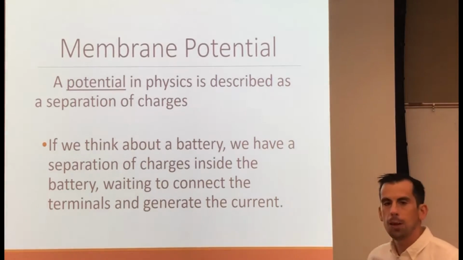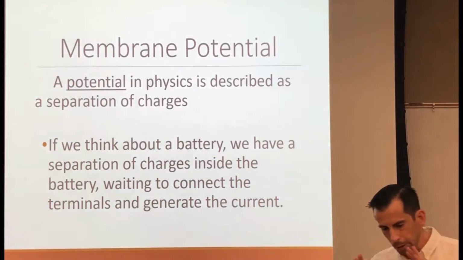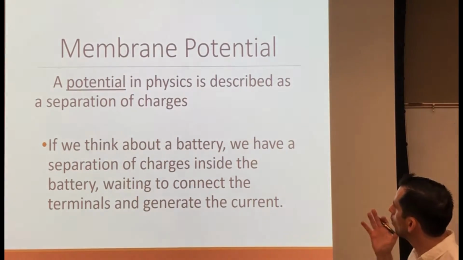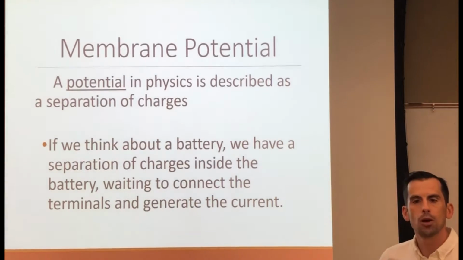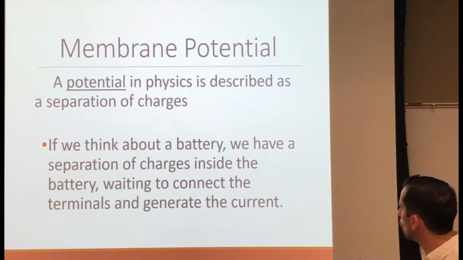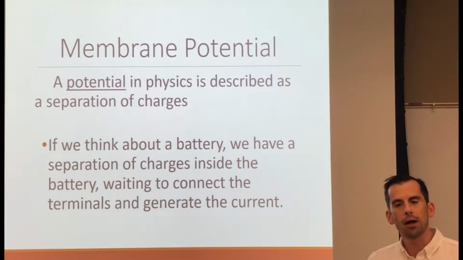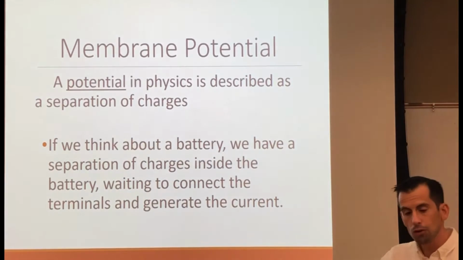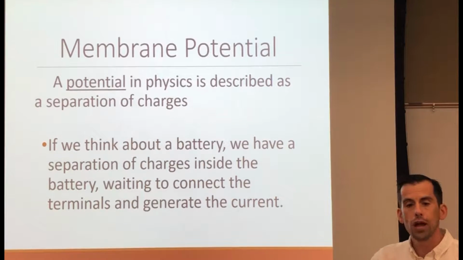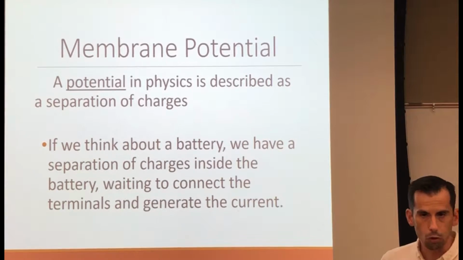When we think about what a potential is, let's forget about the cell for a moment. When we consider what a potential is in physics, it's going to be described as a separation of charges. So if we think about a battery, for example, we had this separation of charges inside the battery. You connect the terminals, and that separation is going to wind up creating a current through that new wire.